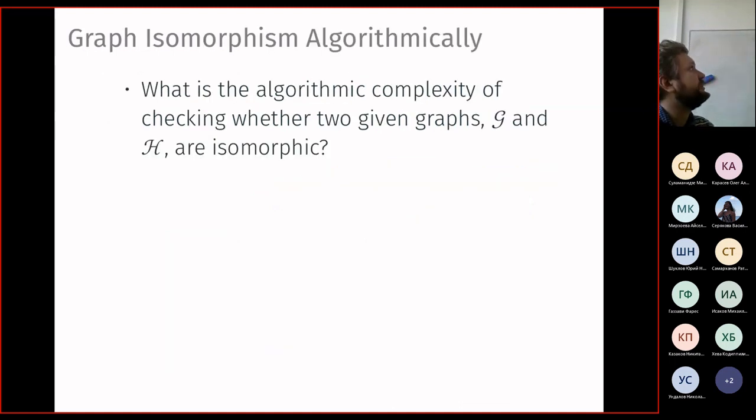So what could be the algorithmic complexity of checking whether two graphs are isomorphic? If you are given two graphs, how can you check that they are isomorphic? What is the level of complexity of this problem? Which class does it belong to? Well, easily, from the classes we have discussed. What classes do we know? Basically two complexity classes, right?